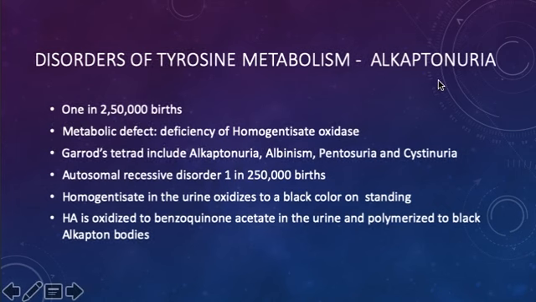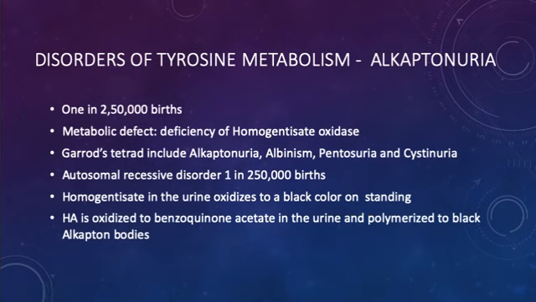So next we'll go on to the other metabolic disorder, that is tyrosine metabolism disorders, that is alkaptonuria. This is seen in 1 in 250,000 births. The defect here is in homogentisate oxidase. This was first described by Dr. Garrod, and we call it Garrod's tetrad, which includes alkaptonuria, albinism, phenylketonuria, and cystinuria. Okay, so here what is the main thing?